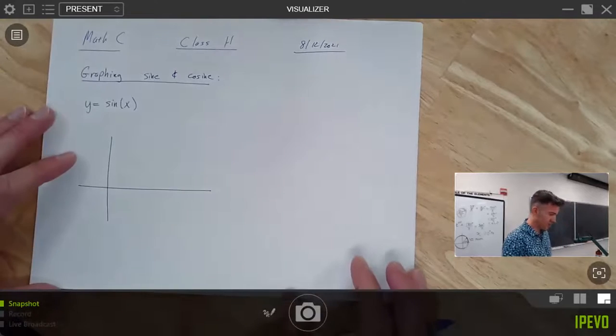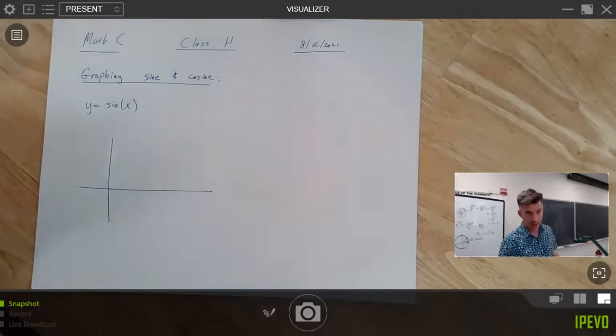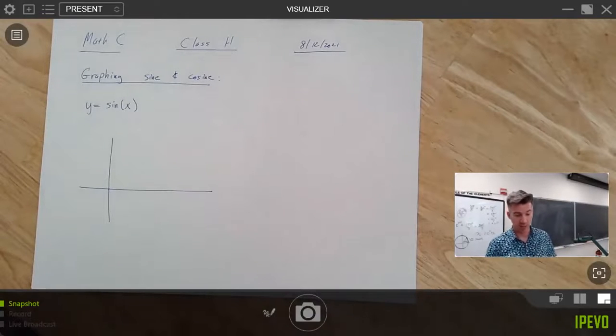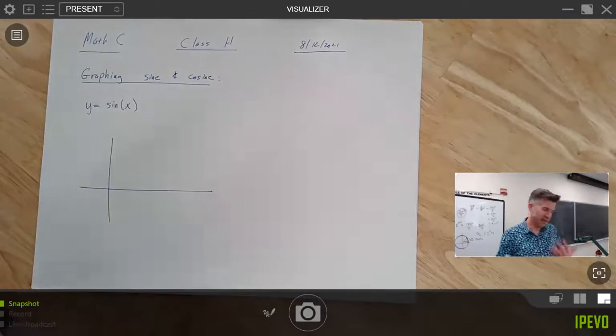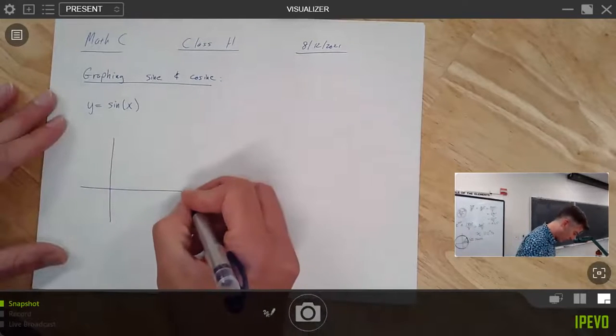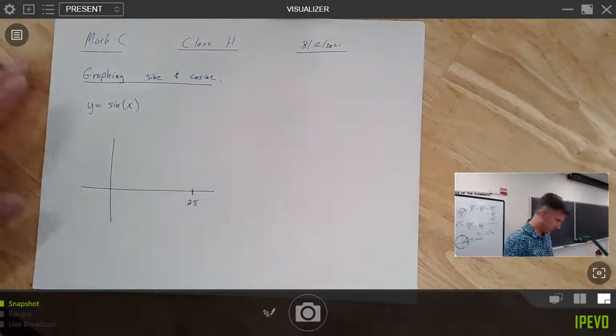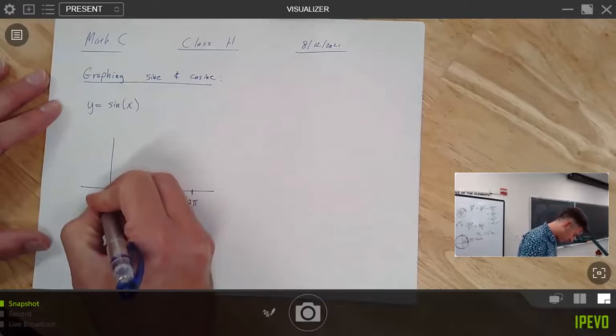And typically when we're graphing sine or cosine, we usually think about graphing one period, because sine and cosine are both periodic functions, meaning after one full period, one full rotation through the unit circle, they repeat themselves. So we're going to go one full period's worth, from 0 to 2 pi.